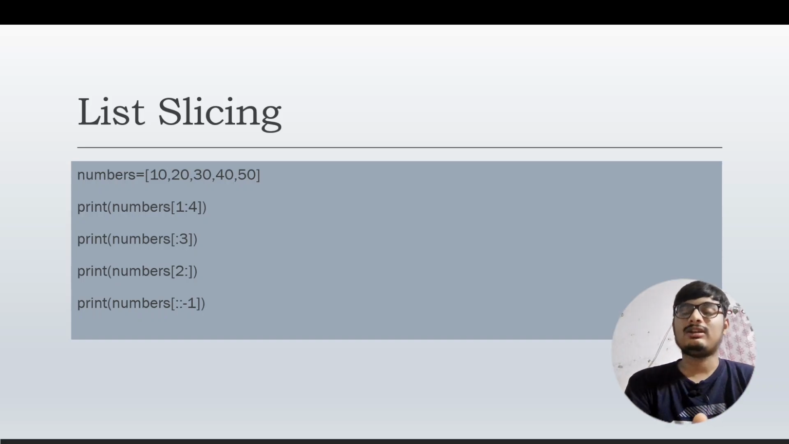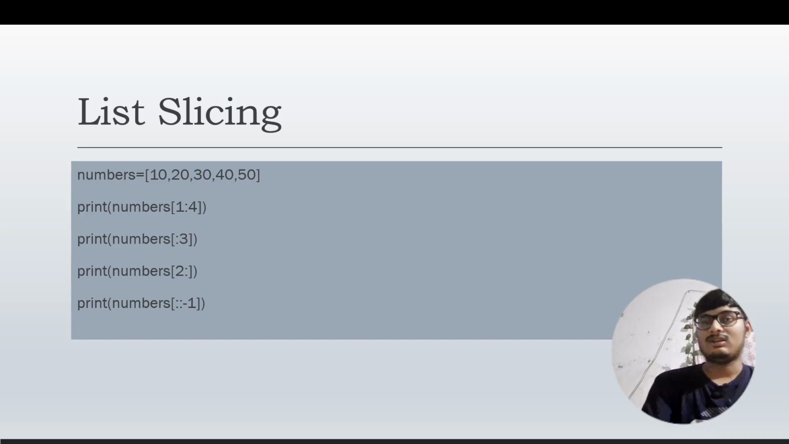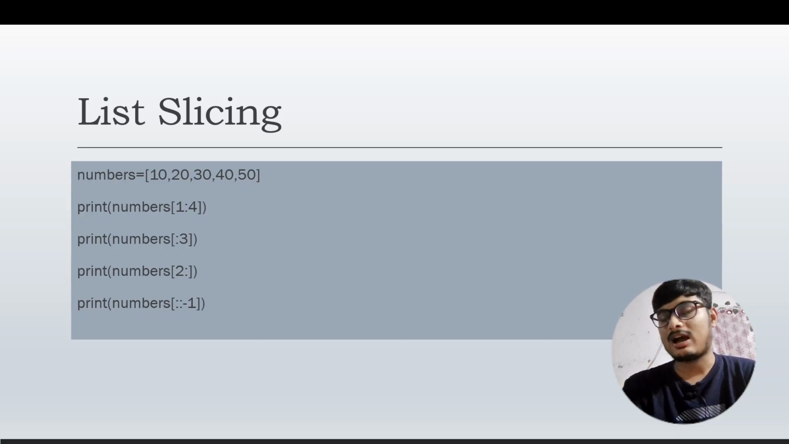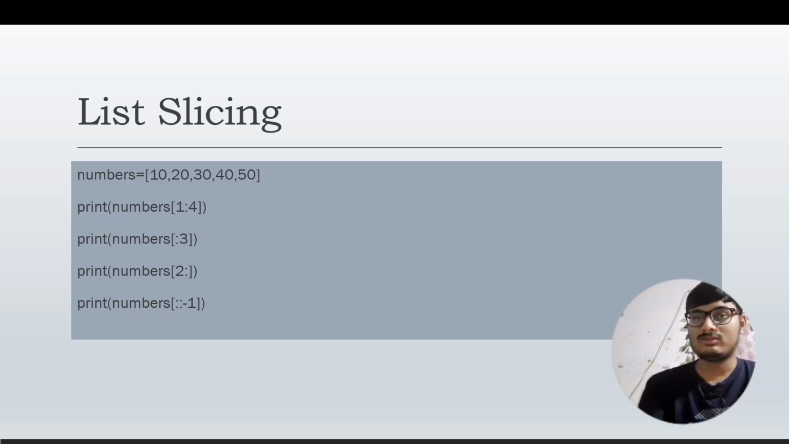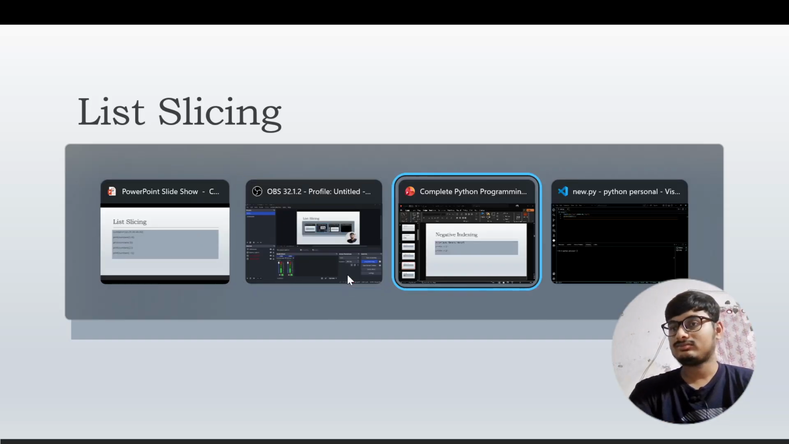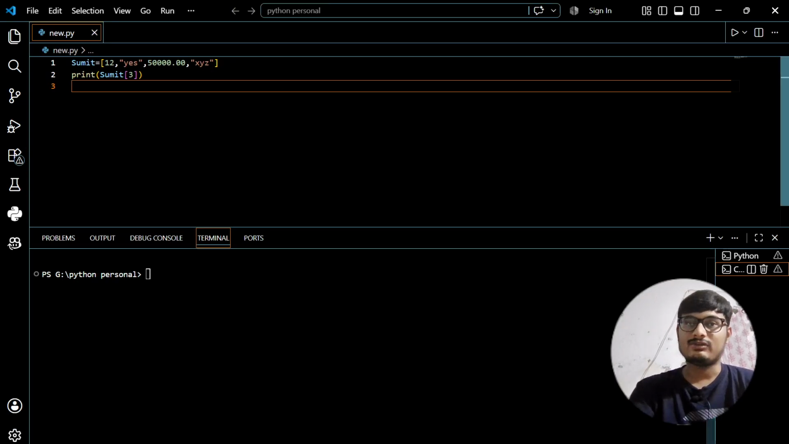So what does slicing mean? Slicing means taking or extracting some parts of the list. How do we do that? Just like we did in the case of strings. So let's go to VS Code, and I will show it to you.